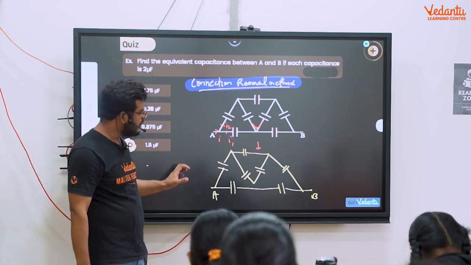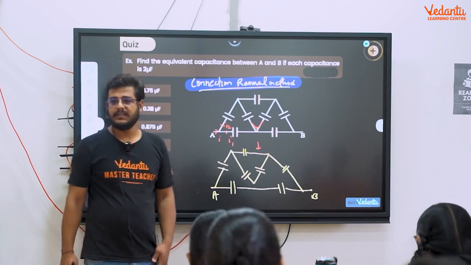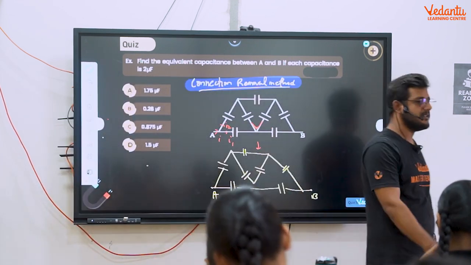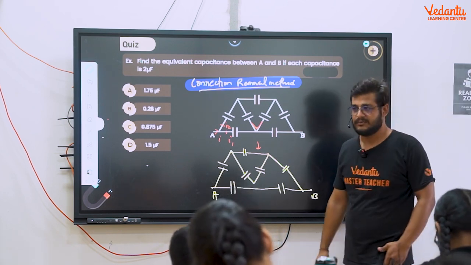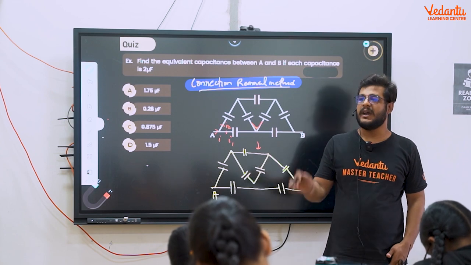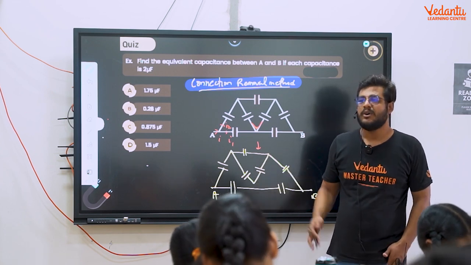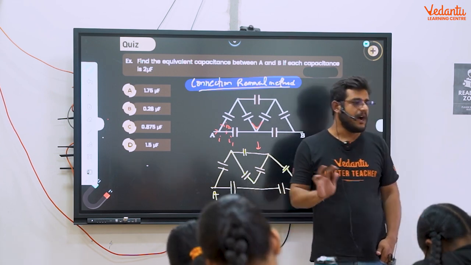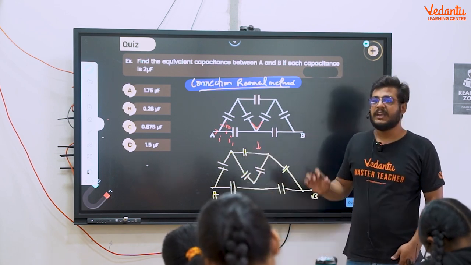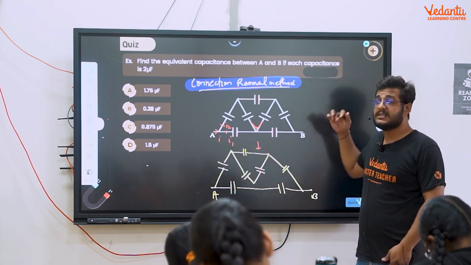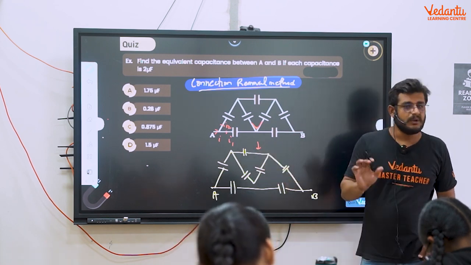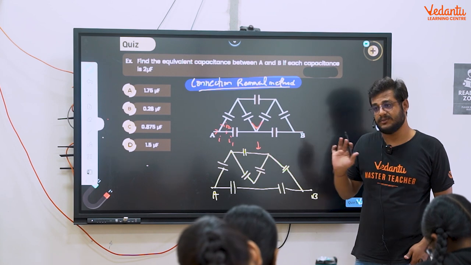Now, let's find out the total capacitance in this case. As we know, whenever we study resistance, if it is in series, we add R1 plus R2. If it is in parallel, 1 by R1 plus 1 by R2 is equal to 1 by R equivalent, or we can use R1 R2 divided by R1 plus R2. But in the case of capacitance, it is totally opposite. Whenever capacitors are in series, we say that 1 by C equivalent is equal to 1 by C1 plus 1 by C2, right?